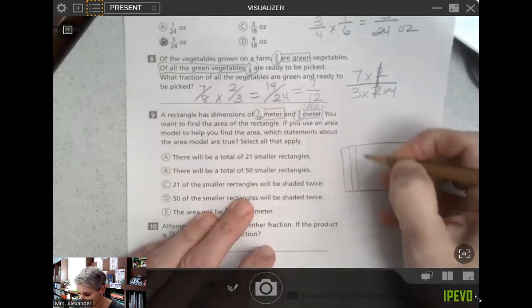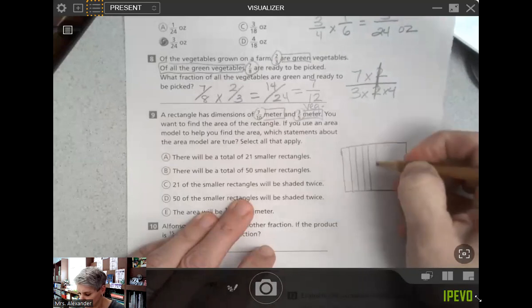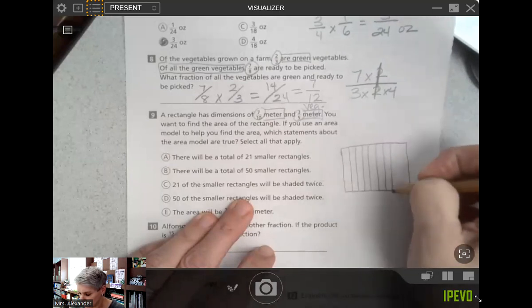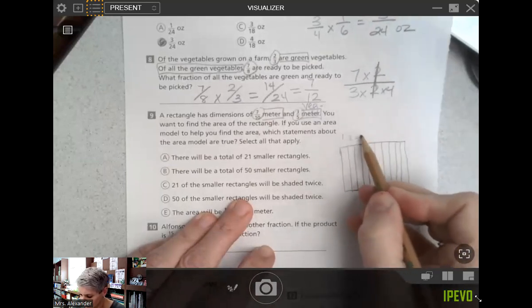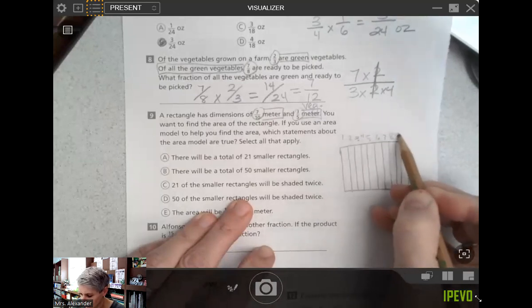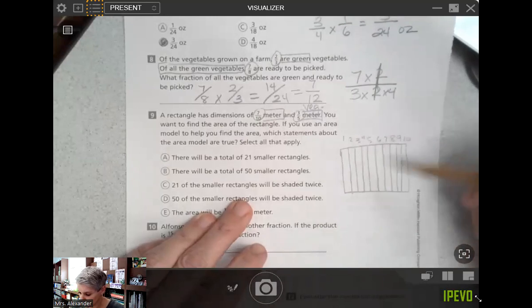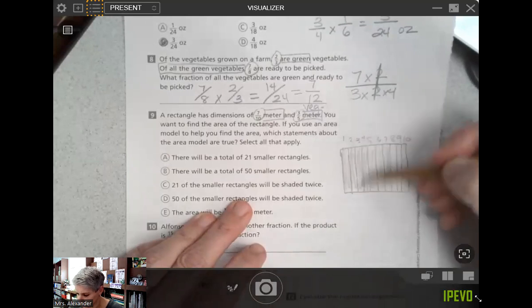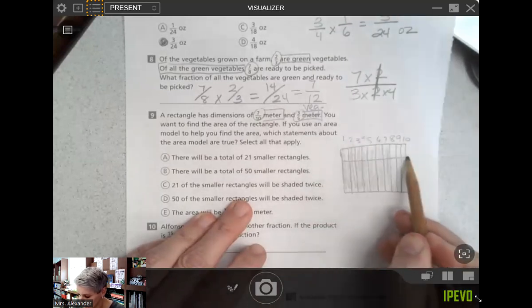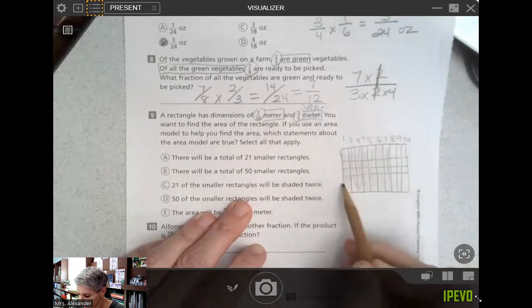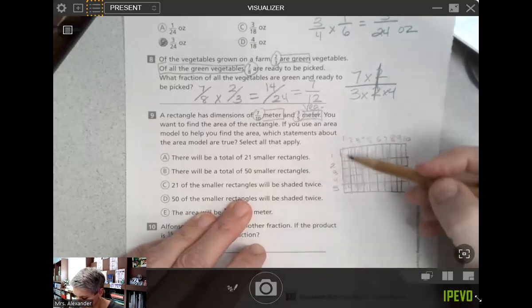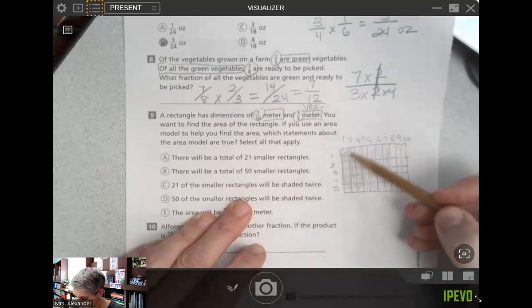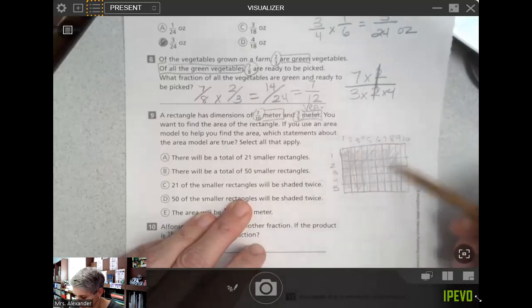1, 2, 3, 4, 5, 6, 7, 8, 9, 10. There are my 10 columns, and it looks like we have 7 of those. So I'm going to lightly shade in 7. And then I have 3/5. 1, 2, 3, 4, 5. Those are my rows. And I have 3 rows. So I'm going to go all the way across 3 of those rows.